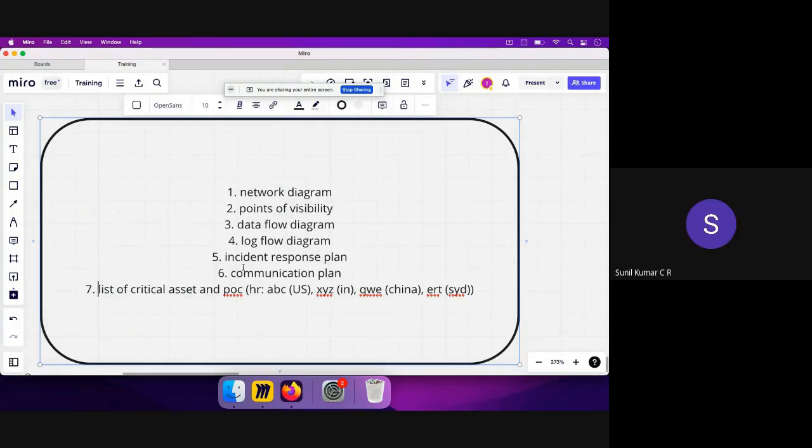Sir, can you explain the seventh point? We didn't hear it actually. Okay. So the seventh point I mean to say is that we need to keep a list of critical assets and points of contact.